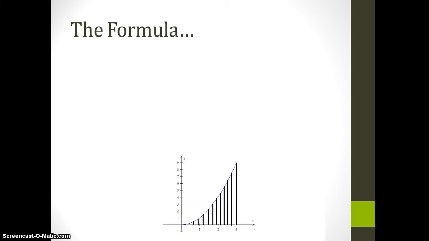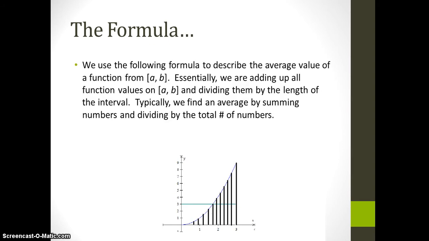So let's take a look at the formula. The graph below shows the graph of y is equal to x squared on the interval 0 to 3, with the black bars representing the height of the function at certain x values. So how are we going to find the average value of a function from a to b? Well, essentially the idea is that we're going to add up all the function values and divide them by the length of the interval. Now, if you remember, typically we find an average by summing the numbers and dividing by the total number of numbers. Well, that's a little bit tricky since there's an infinite number of function values even on a finite interval. So how do we get around that?